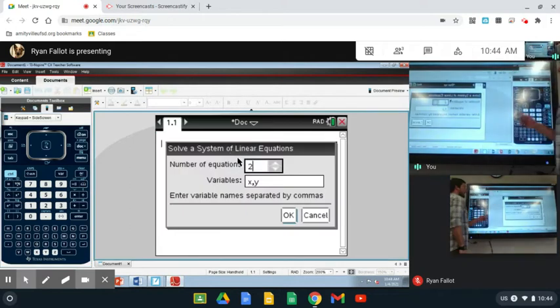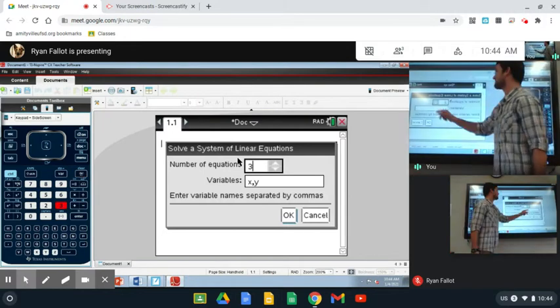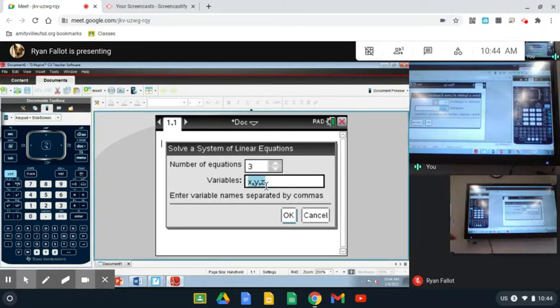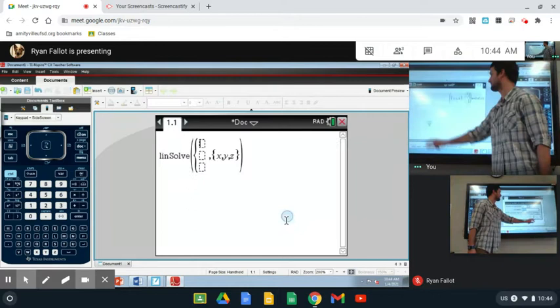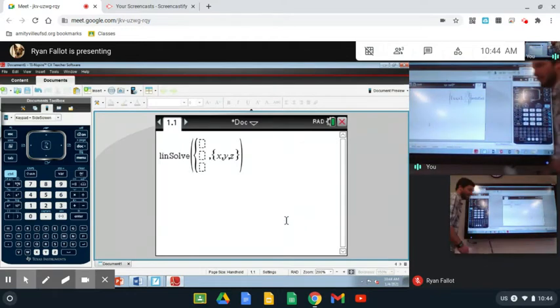How many equations do we have? We have 3 equations. What are the letters of that equation? Are they x, y, and z? Wow, they are. Your calculator's really smart. Just type it in exactly the way it looks. I'm going to use the computer for this because it's a lot easier to type on that.